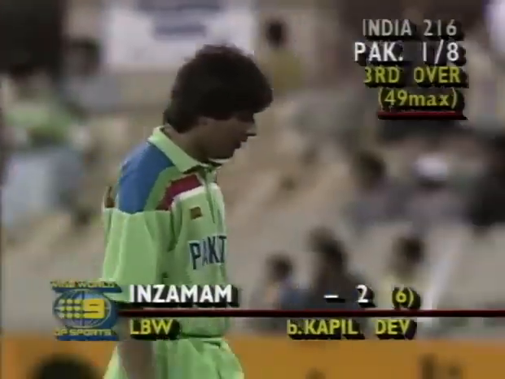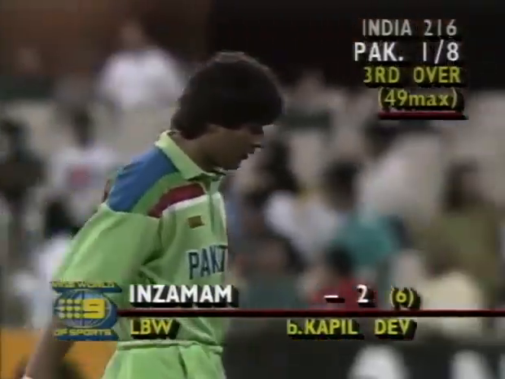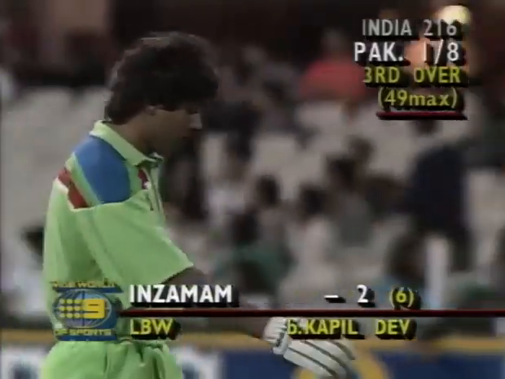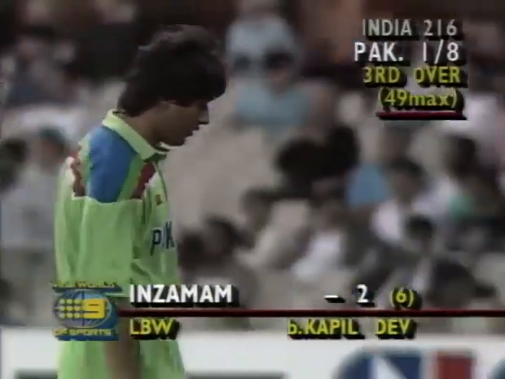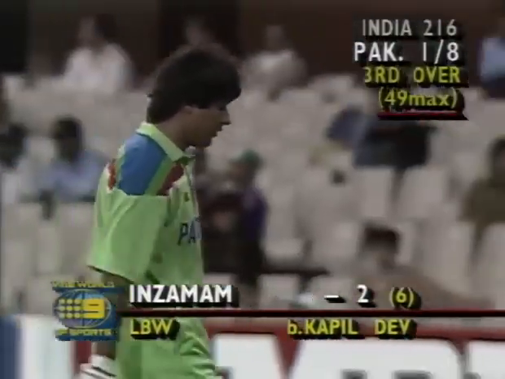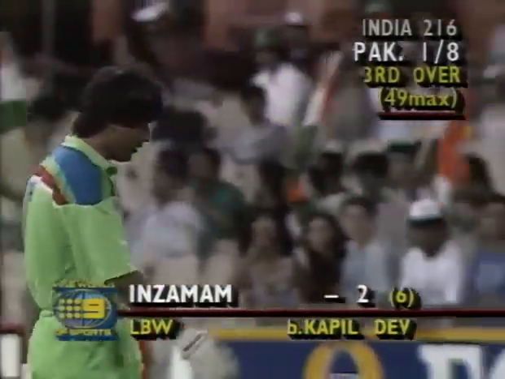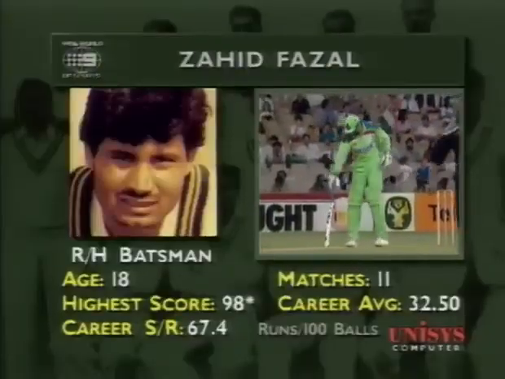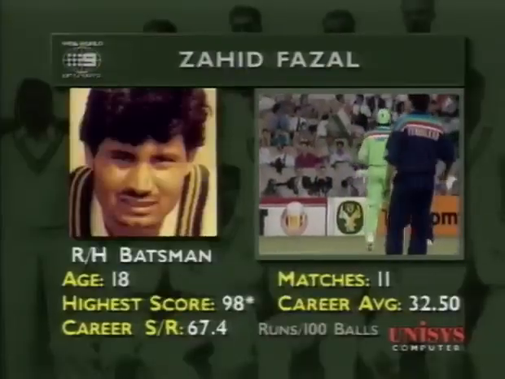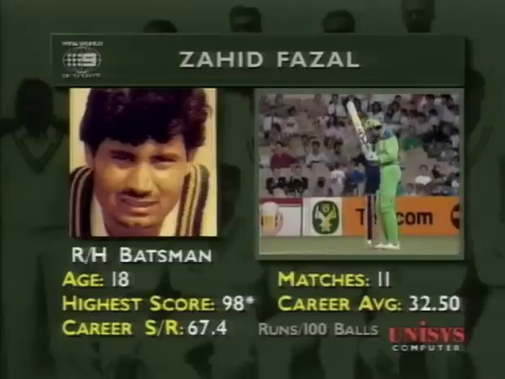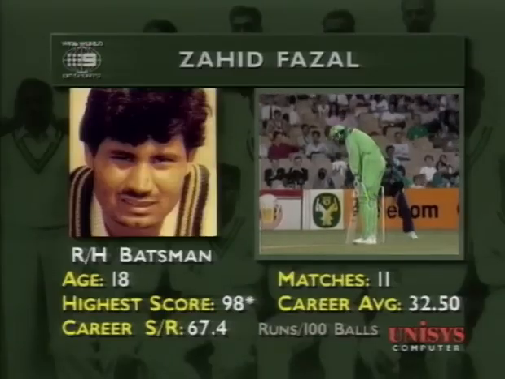Certainly no doubt in umpire Shepherd's mind. Leaving the field rather slowly. I'm glad the lights are on. So Kapil Dev the one getting the breakthrough, and a breakthrough India really need. And Pakistan are now 1 for 8 in the third over. Zahid Fazal, the right-hand batsman, 18 years of age, so a few youngsters playing here tonight. Tendulkar, Camberley for India.